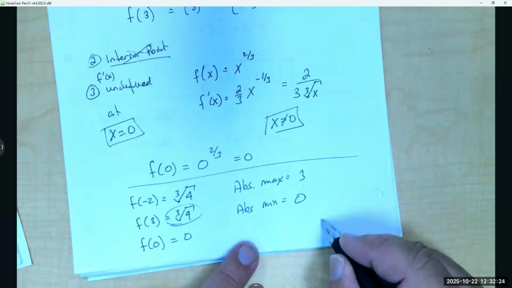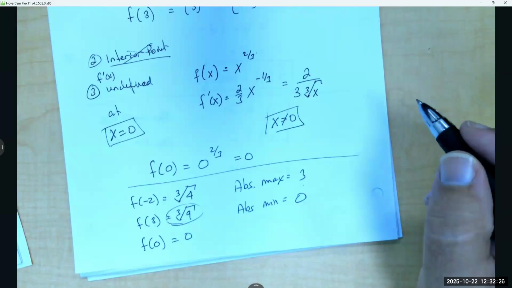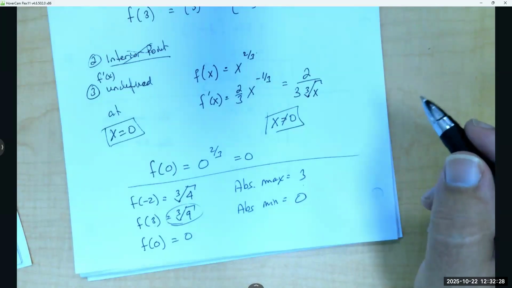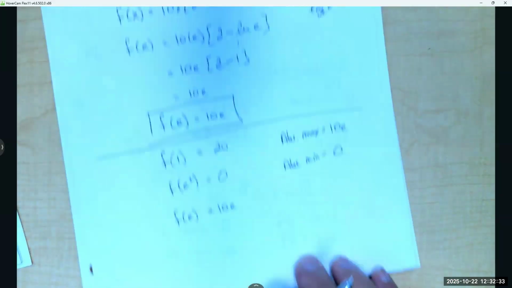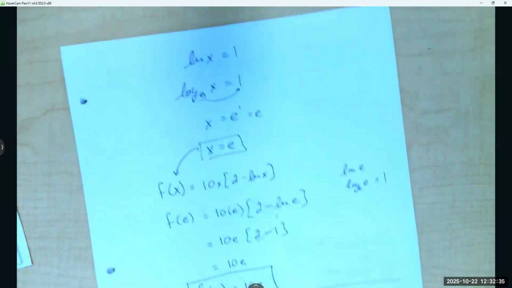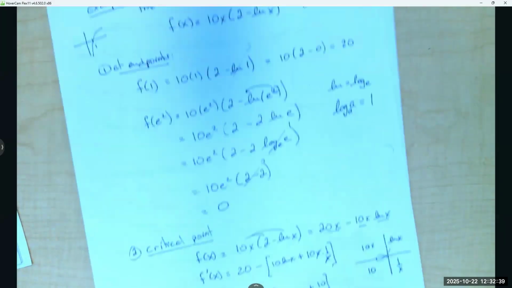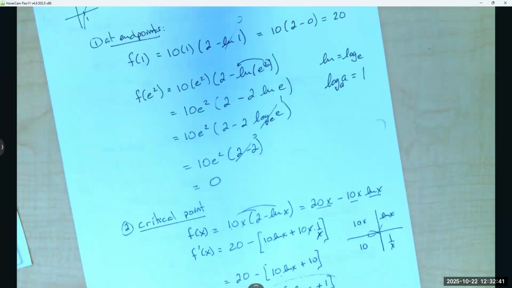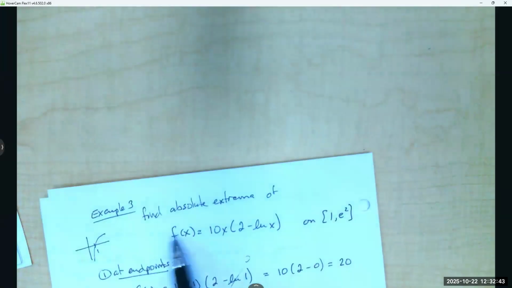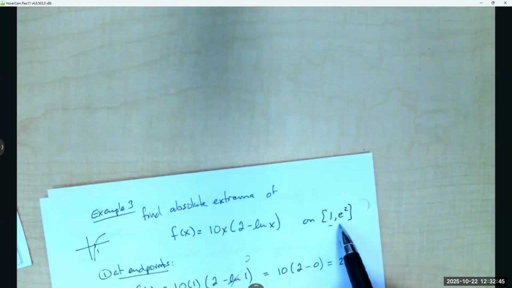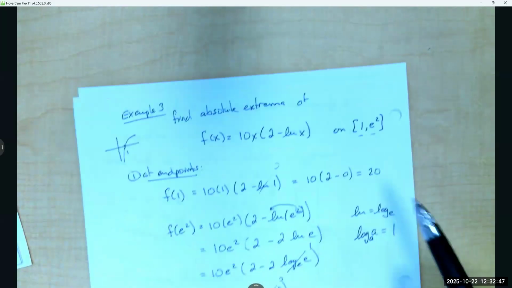I have a question. Could you go to the last example that we did? I got lost when we were solving for the critical points. Okay, so this is the last one. First thing we do is plug in the endpoints. Yeah, that's what we did here.